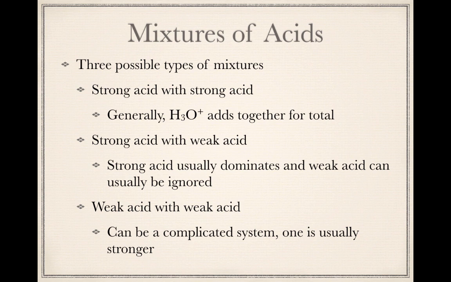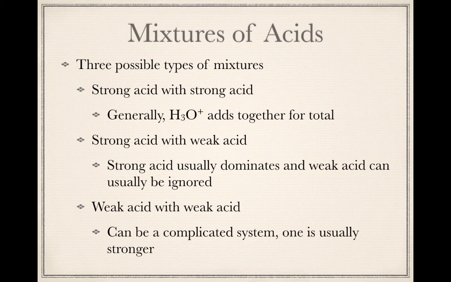Occasionally we'll have mixtures of acids. You'll run into this occasionally. And there's three possible types of mixtures when you have acids. You can have a strong acid with a strong acid. And when you do that, they're all going to dissociate. They're not going to react. And so all you would do is figure out how much hydronium ion each of those acids contributes into the solution, add those together. That's going to give you the total amount of hydronium ion in there. And from that you can get an overall concentration based on the number of moles and the volume.